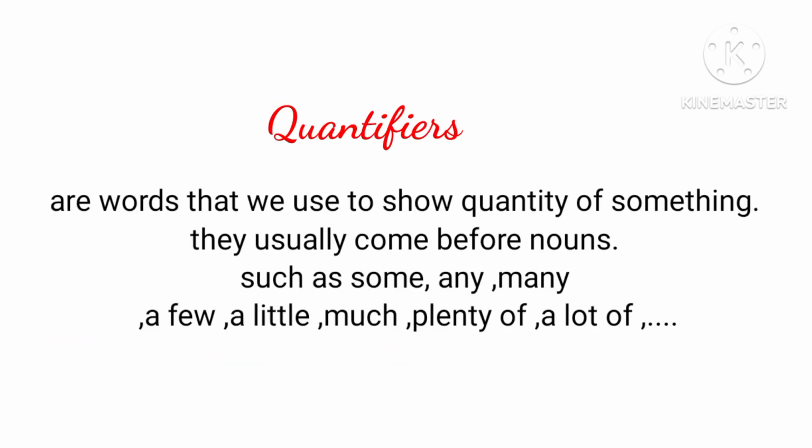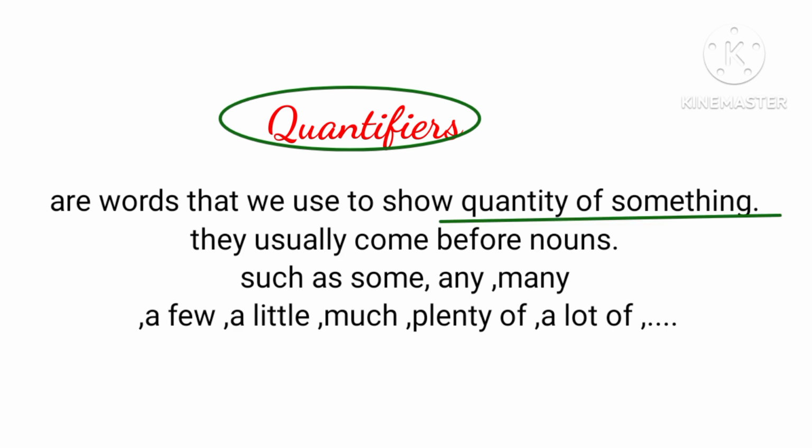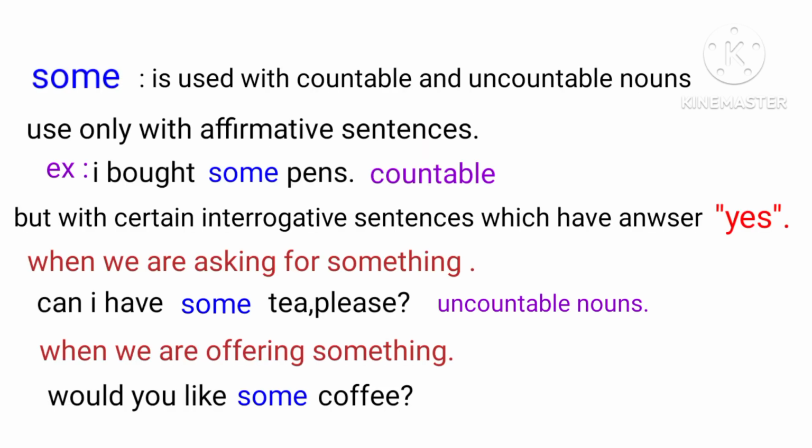So, what are quantifiers? They are the words that we use to show the quantity of something. They usually come before the nouns, such as some, any, many, a few, a little, much, plenty of, a lot of. Let's get started with some.